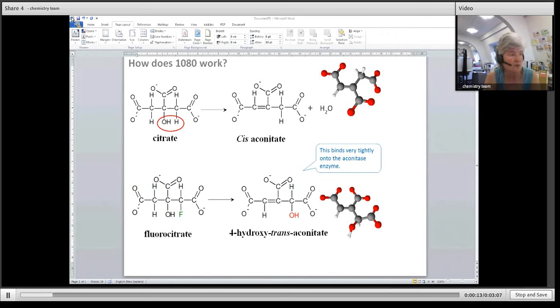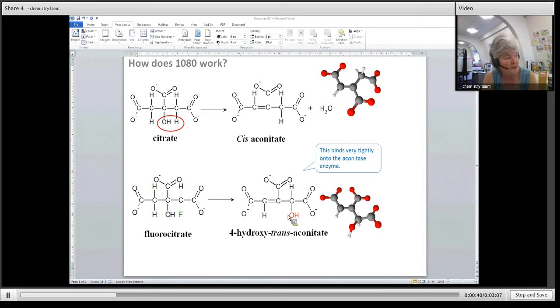So this is what you saw in the previous video, where in the Krebs cycle your citrate gets converted first to cis-aconitate and then it goes to the next step where the OH comes in where this hydrogen is. So we're moving the OH through this intermediate step to this carbon. You can see it happening over here.